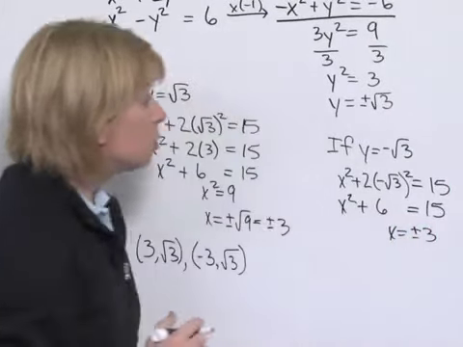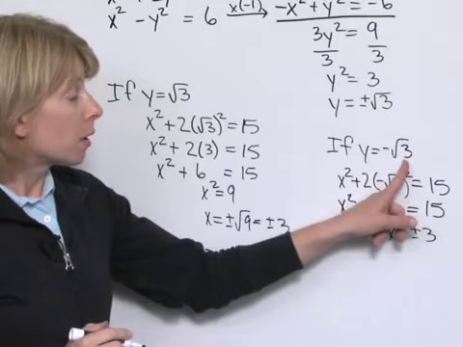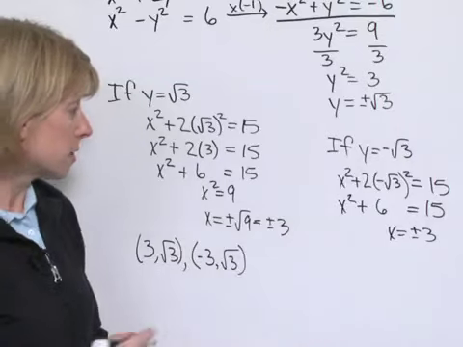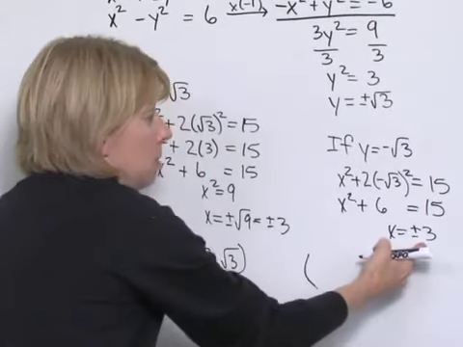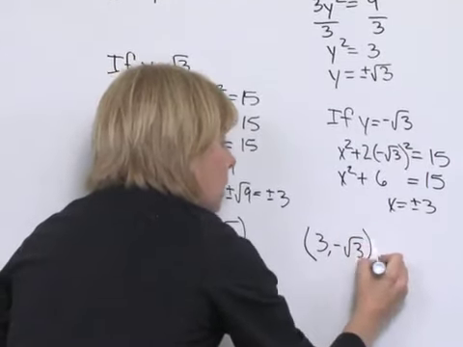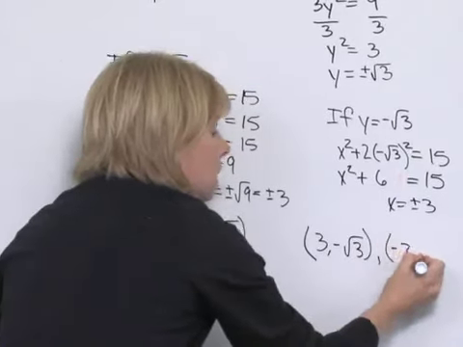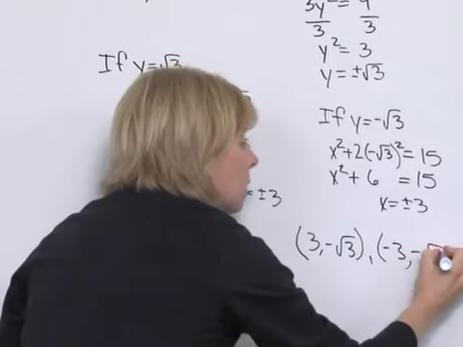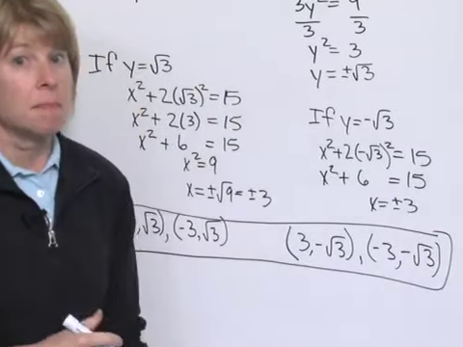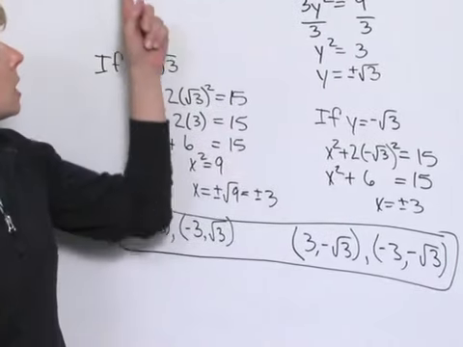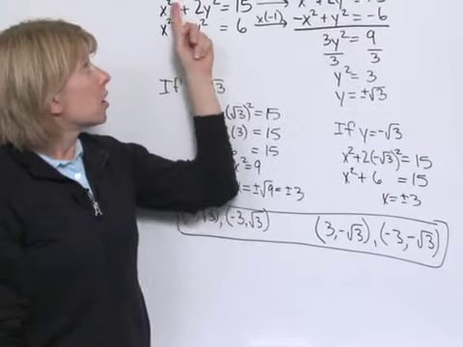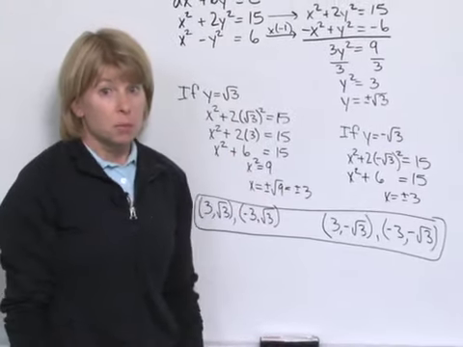And this will give me two more solutions. When y is negative square root of 3, x can be either 3 or negative 3. So we'll have two more ordered pairs that are solutions. Positive 3, comma, negative square root of 3. And negative 3, comma, negative square root of 3. So I end up with 4 solutions to the system. Now remember the helpful hint said, if we're solving a system of nonlinear equations and both equations are of this form, the easiest way to solve the system will be the addition method.